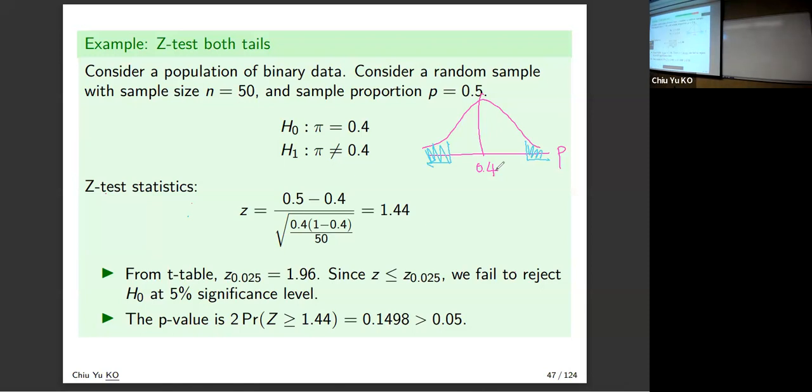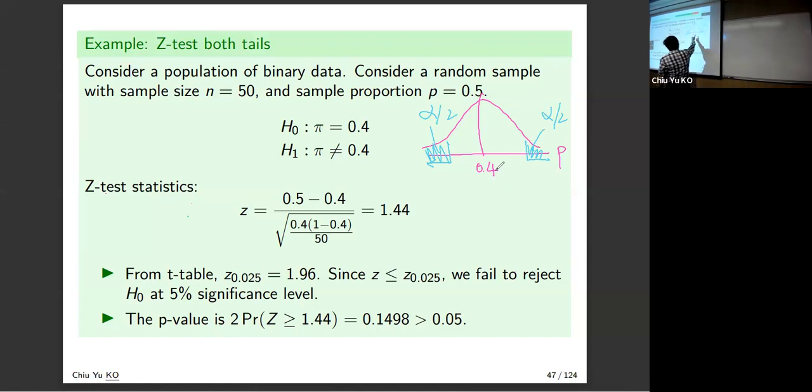And the question is how to decide how extreme is extreme. We use the same idea, the alpha idea. We decide alpha is a type 1 error, because even if this is correct, landing up here is possible. Since we don't know which side, we pick alpha over 2 on both sides.